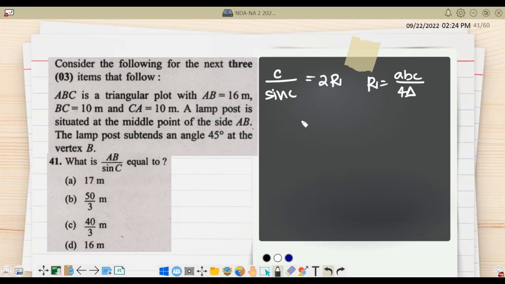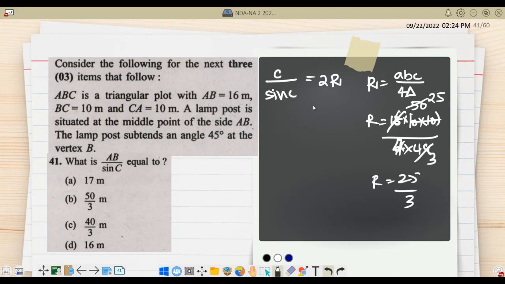Since the area of the triangle is 48, R is going to be A into B into C, which is 10 into 10 into 16, divided by 4 into 48. This is going to be 3, this is going to be 50, so this is going to be 4, this is going to be 25. Right. So the R value is going to be 25 by 3.